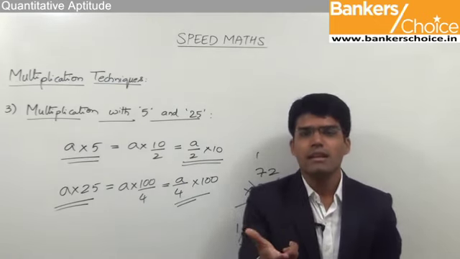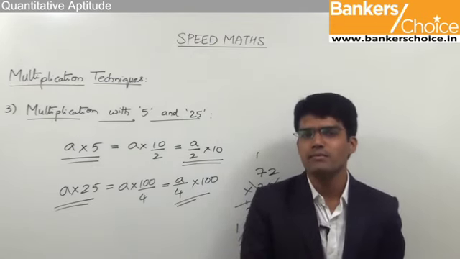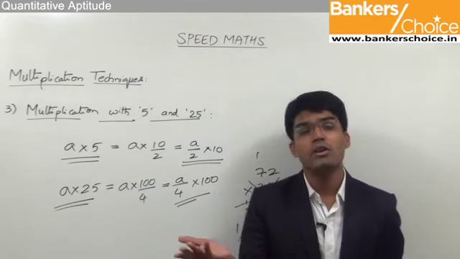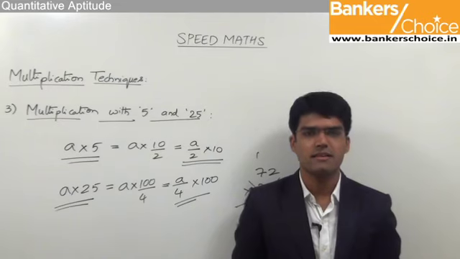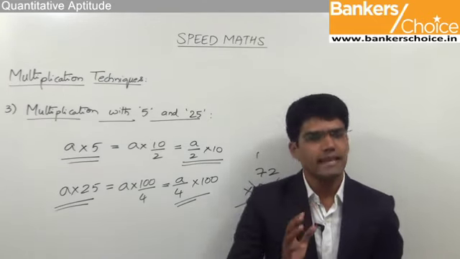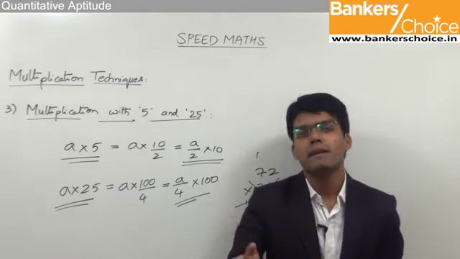The other example here can be 33 into 5. That is 165. Why? Because half is 16.5. Multiplication with 10 would be 165. If 34 into 5 is required, directly the answer is 170. Why? Because half is 17 into 10 is 170. So to multiply any number with 5, the concept remains same. Take half of the number and multiply it with 10.